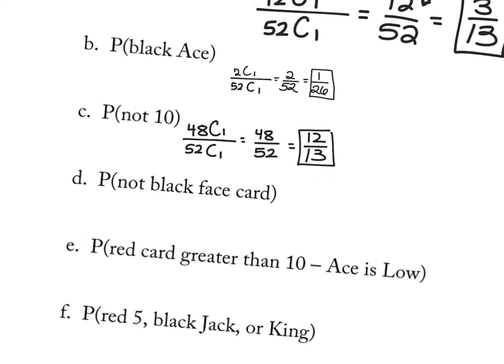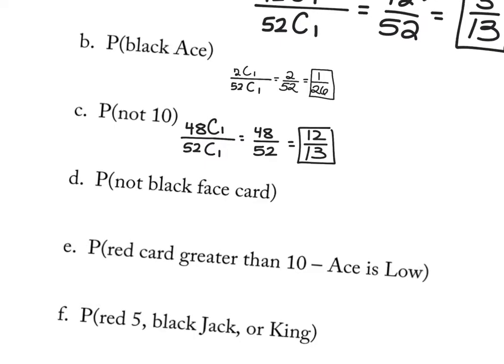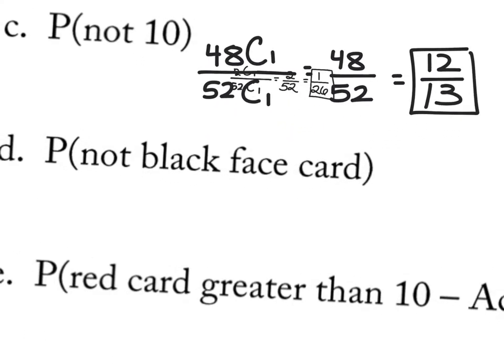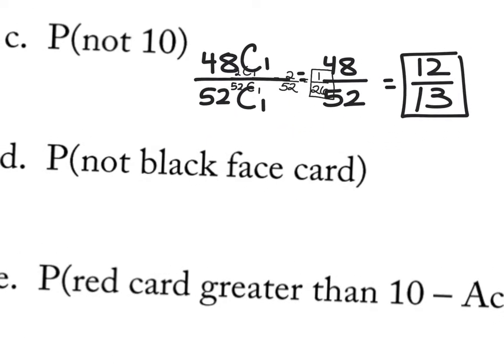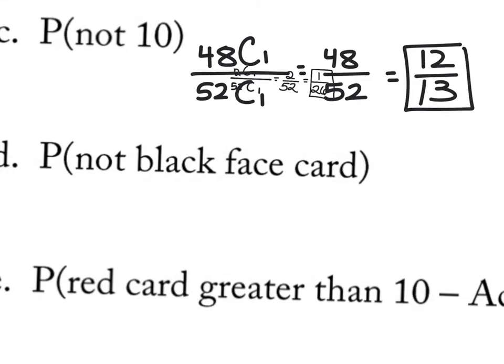The probability that it's not a black face card. Okay, so not a black face card. Well, how many black face cards are in the deck? King, queen, ace. Wait, no. King, queen, jack. Well, there's 3 face cards, and there's 2 black ones of each, so that would be 6 black face cards.